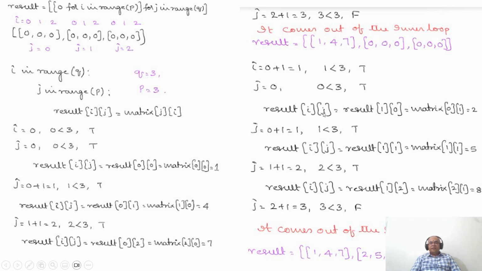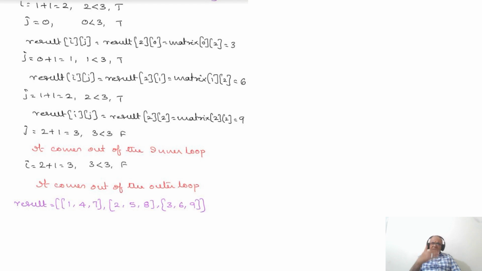So result of Ij, so I is 1, 0. So matrix is 0, 1. That becomes interchanged. Similarly, you are going to get 2, 5 and 8. So 1, 4, 7, 2, 5, 8. That is, it comes out of the loop. The same procedure is followed till the 3 by 3 matrix is completed. That is what you are getting, 3, 6, 9.